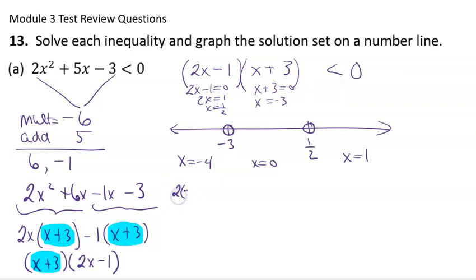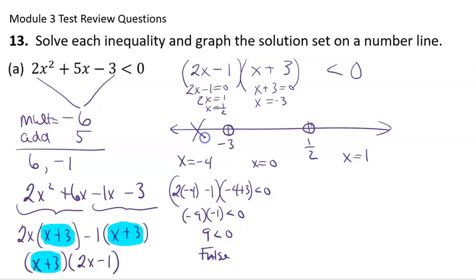That's 2 times (x is -4 minus 1) times (-4 plus 3). And y'all, all I'm trying to determine is, is that true or false? Is that less than 0? Well, 2 times -4 is -8, minus 1 is -9. -4 plus 3 is -1. Is that less than 0? No, it's not. This is a false statement. So this is not part of my answer.